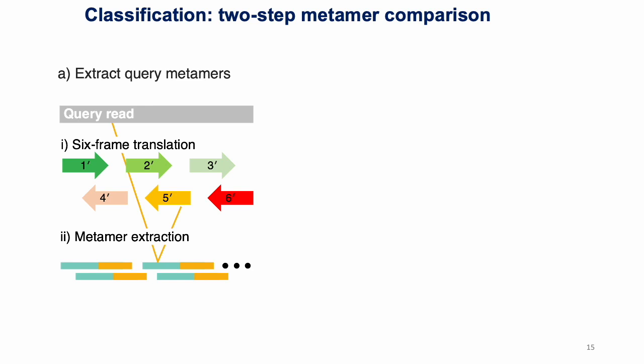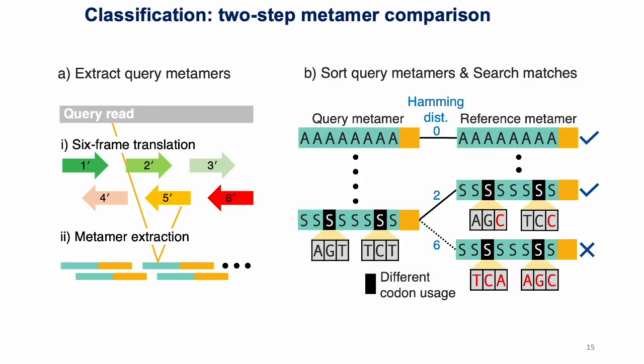Metabuli first performs 6-frame translation on the query read to extract query metamers. And the query metamers are sorted and compared to reference metamers in 2 steps. First, for each query metamer, exact amino acid matches were found, and for the matches, the closest matches at the DNA level were selected.